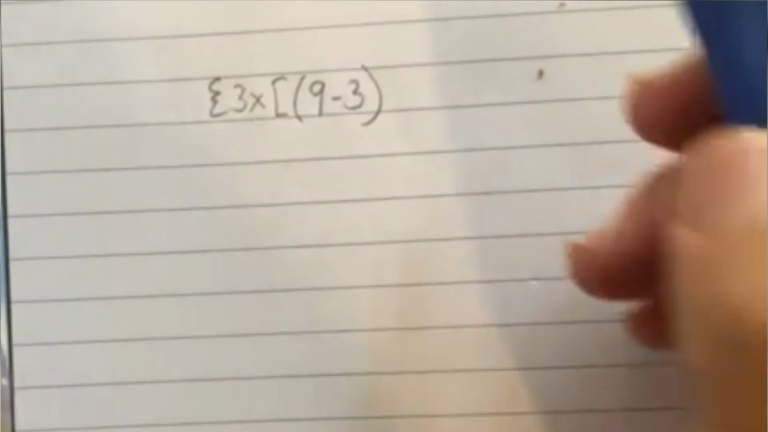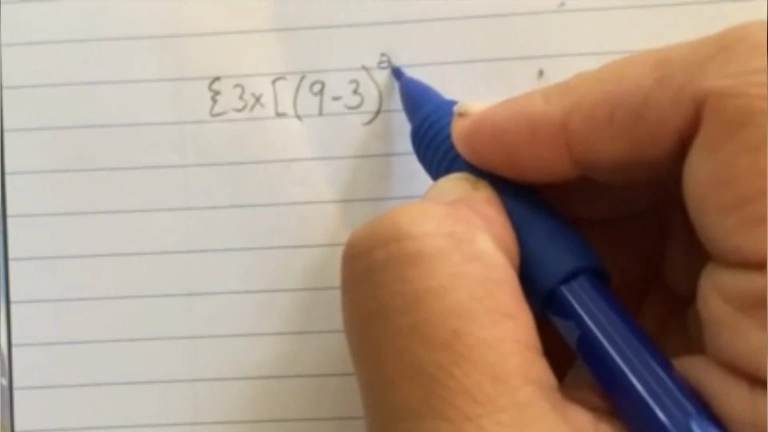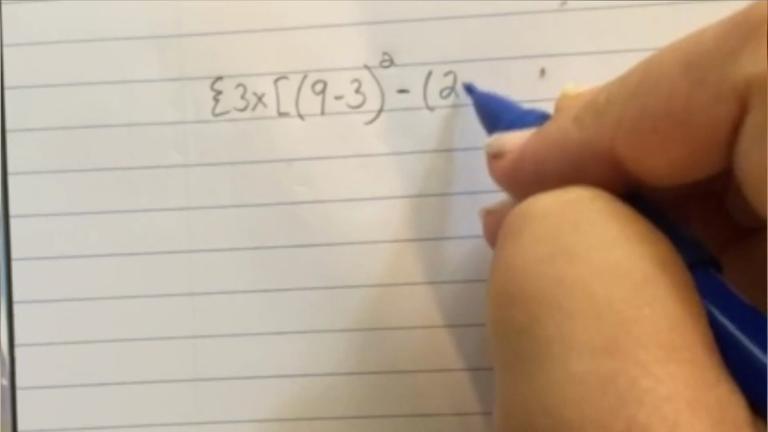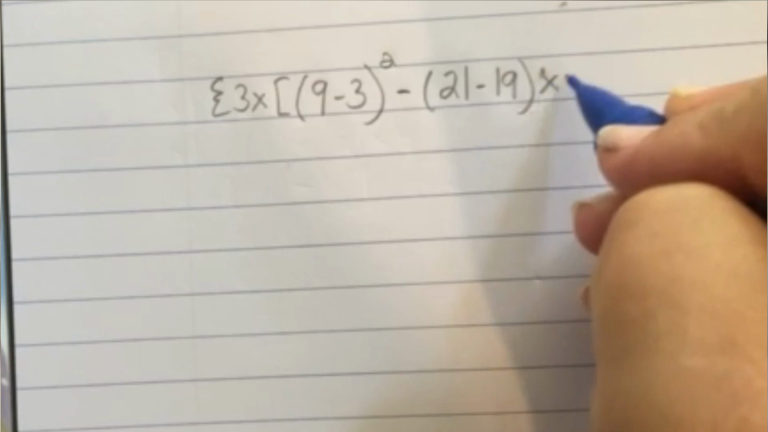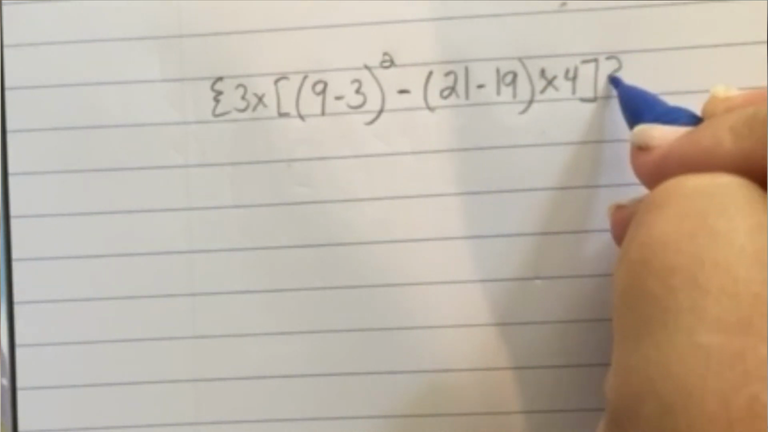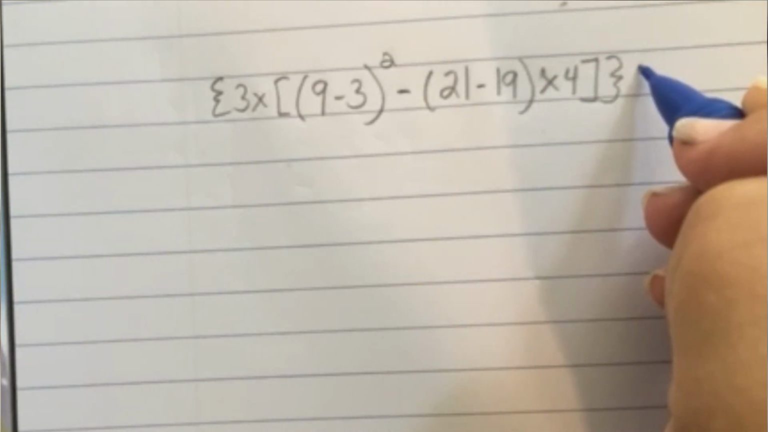All right, let's go through our second problem, which is going to be the following. We're going to have a brace, 3 times, open bracket, open parentheses, 9 minus 3, close parentheses. Now we're going to have what's in parentheses raised to the power of 2. Then we're going to subtract, open parentheses, 21 minus 19, close parentheses, times 4. Close the bracket, close the brace, and then we're going to divide by 2.